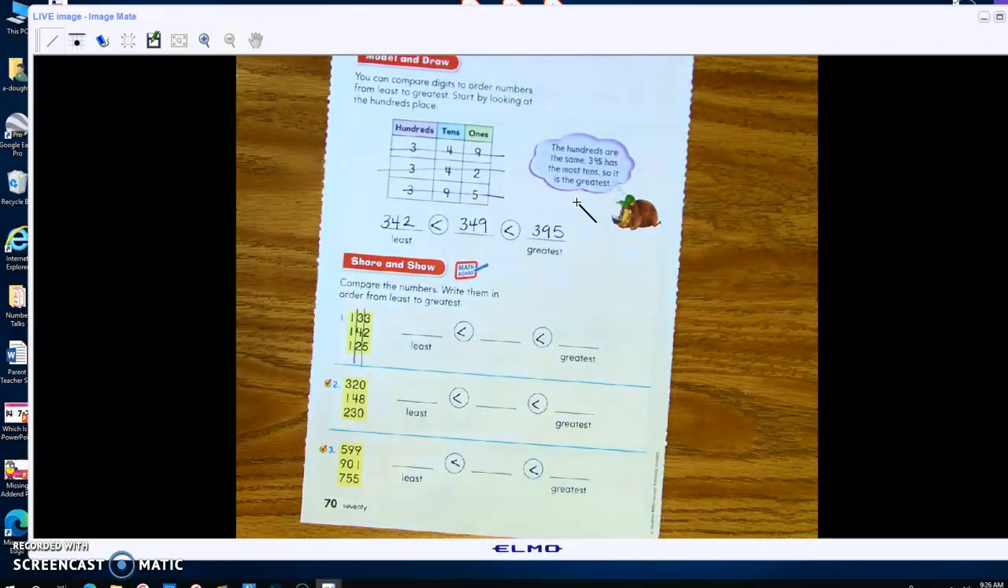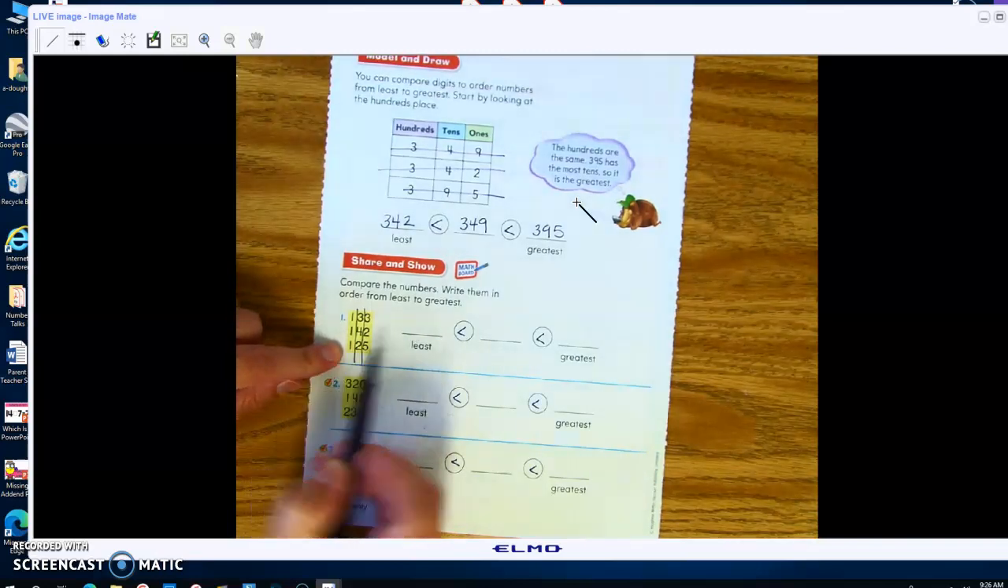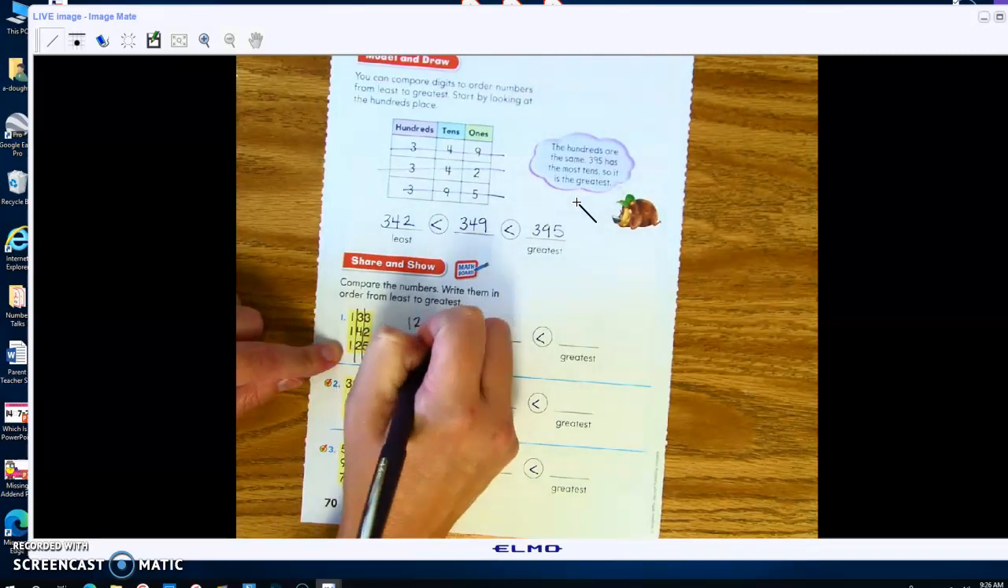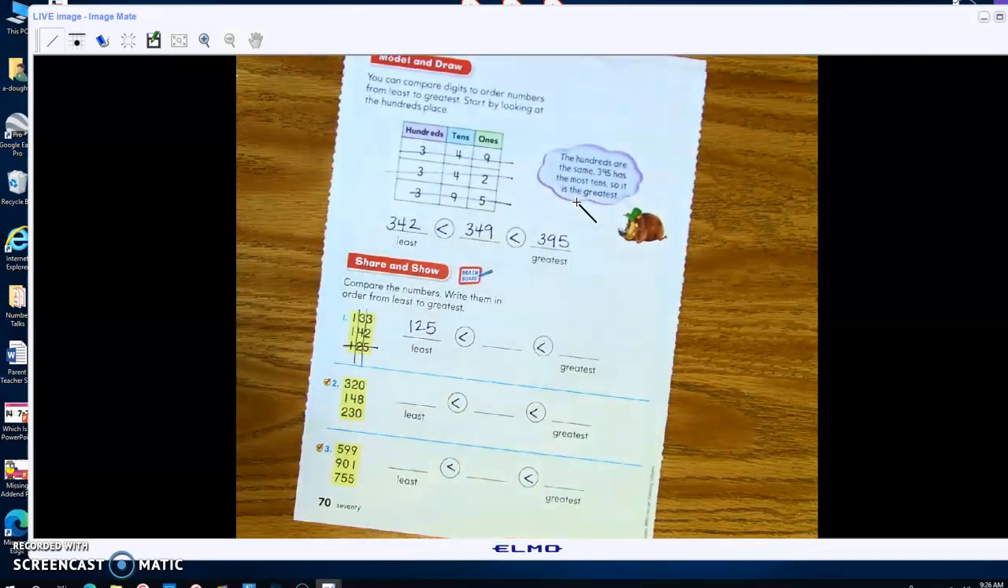Okay, so what number do we look at first? Hundreds, tens, or ones? Hundreds. So let's look at the hundreds. Can we tell? No. Let's look at the tens. Can we tell? Yes. 3, 4, or 2. We want the smallest. So what is 2? 2 is the smallest. So I already know. I don't even have to look at the ones. 125 is my least. Mark that off.